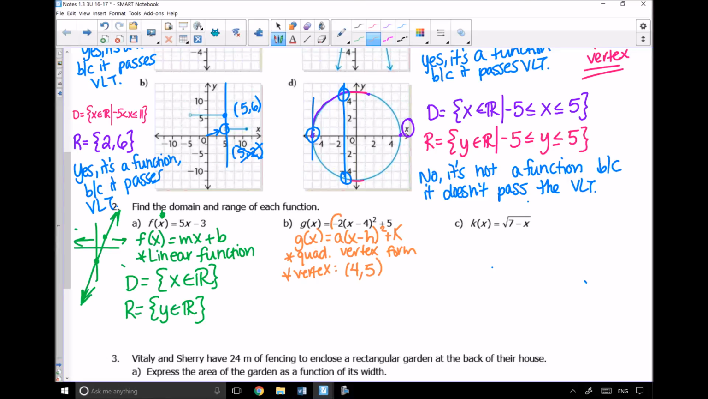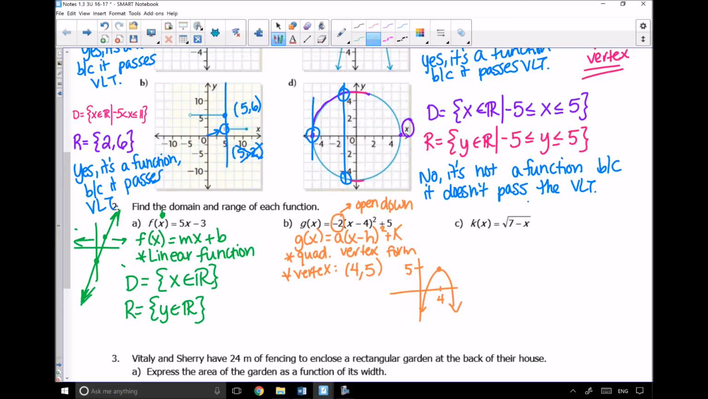And if you remember from the 2D class last year, this is going to open down because the a value is negative. So because it opens down and it has a vertex at 4, 5, I'm going to go to 4 on my x-axis, 5 on my y-axis, and it's going to look like this. I know that my graph is going to look something like that. Now, obviously, that's a rough sketch. There's a lot more factors to the graph for me to actually be able to graph it out. So now, that's enough information, though, to find the domain and the range.